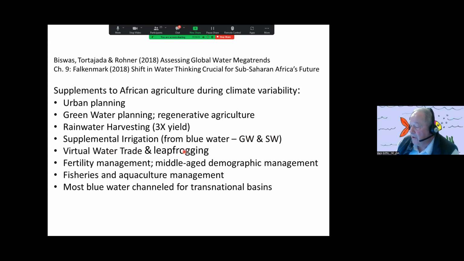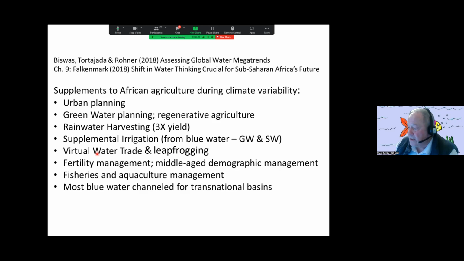Virtual water and leapfrogging. Leapfrogging is using technologies without going through the development that the developed world already did. An example would be going straight to cell phones in a country instead of putting up a wired system in between. Or another leapfrogging example is going to renewable energies instead of using fossil fuel. Skip the part where we learned a lot of bad habits.